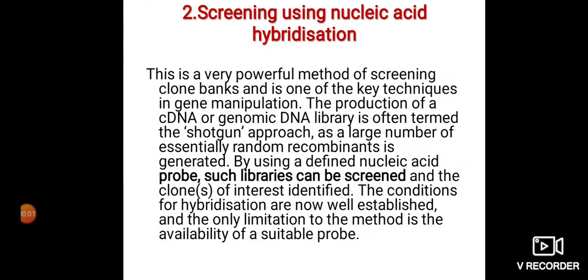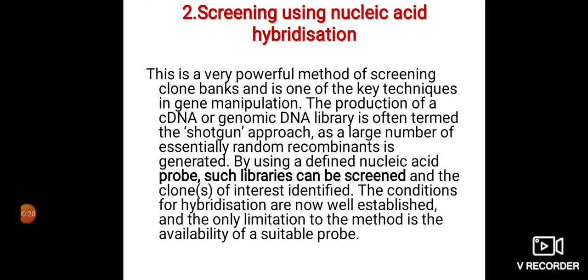Okay, students. So I discussed the first concept, which is used in the screening of recombinant host cells, that is, the host cells transformed with the recombinant DNA. So now we'll get into the second aspect, which people use in the screening process, that is, using the nucleic acid hybridization method.